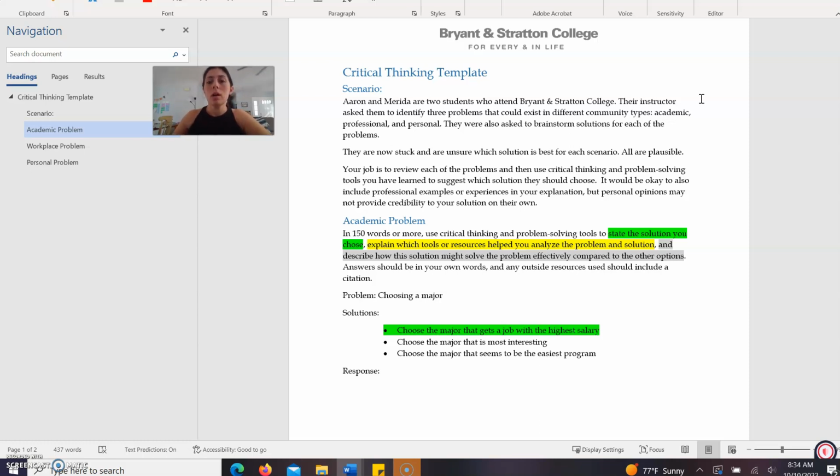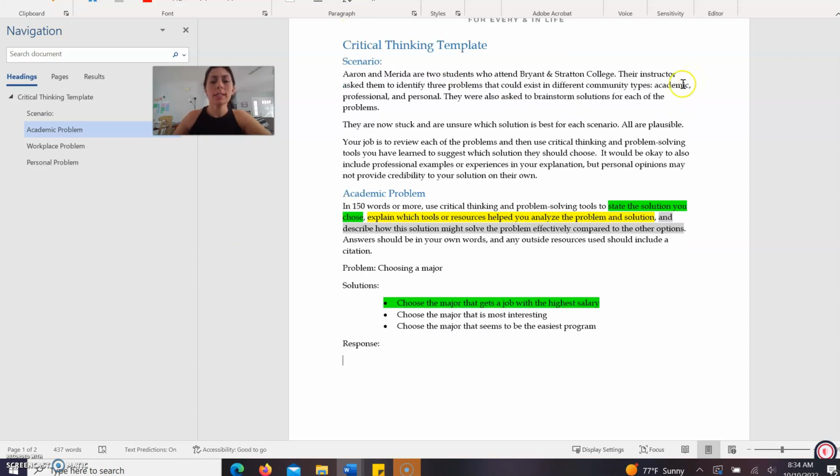Okay, now let's run through an example of how someone might respond to one of the first problems you're going to be working with in the assignment. So let's take a look at the academic problem that you're going to be serving as a consultant for Aaron and Merida. They have these 3 solutions to an academic problem, and you just have to guide them, okay? So how are you going to guide them? There are 3 easy steps that I'm going to be looking for. First, I want you to state the solution that you chose for the problem, okay? So I chose the solution to choose the major that gets a job with the highest salary.